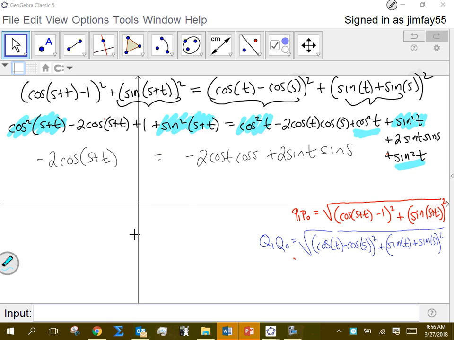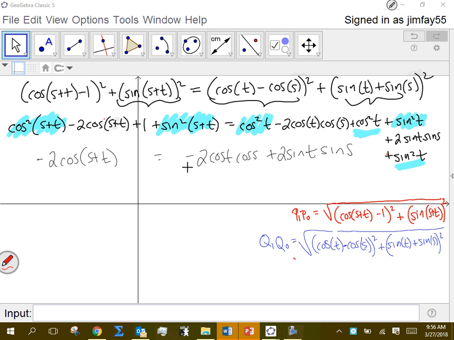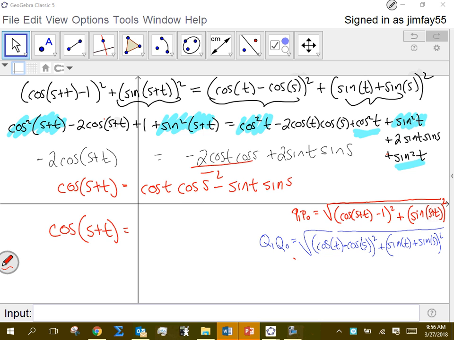What does every term now have in it? Yeah, they all have a negative 2 in them, right? Can I factor a negative 2 out or divide a negative 2 out of everything? So when I do that, it gives me cosine of s plus t. Divide this by a negative 2, gives me cosine of t times cosine of s. Divide this by a negative 2, gives me a minus sine of t sine of s. Now, usually we see it written this way, s plus t. Can I use the commutative property of multiplication to flip-flop those? All right, and that becomes the proof of that formula.